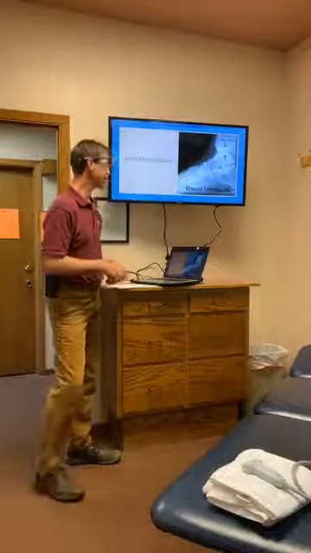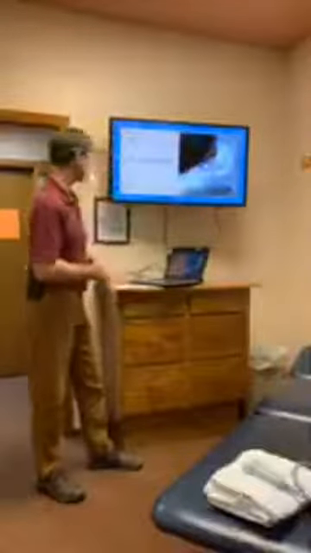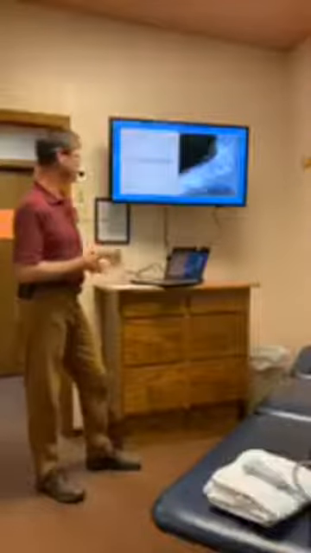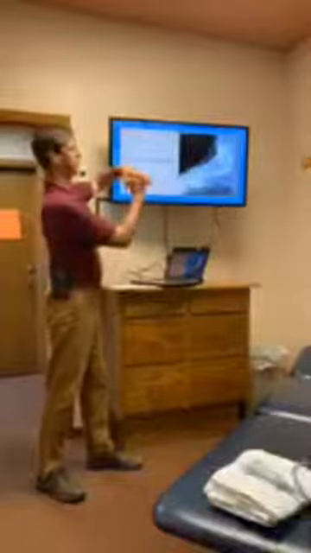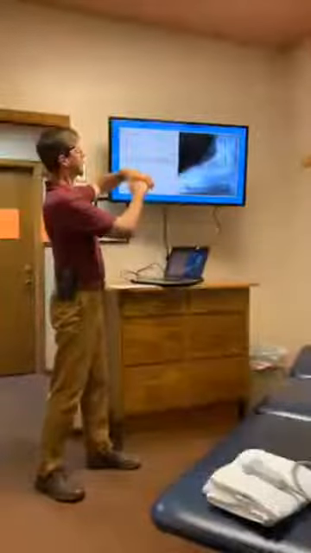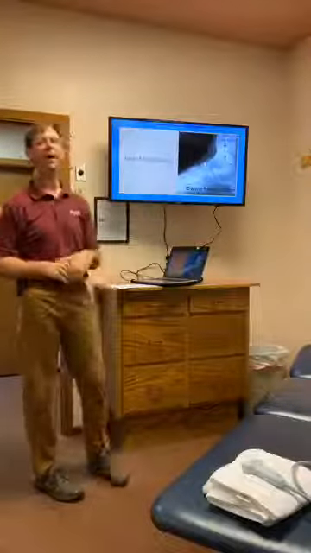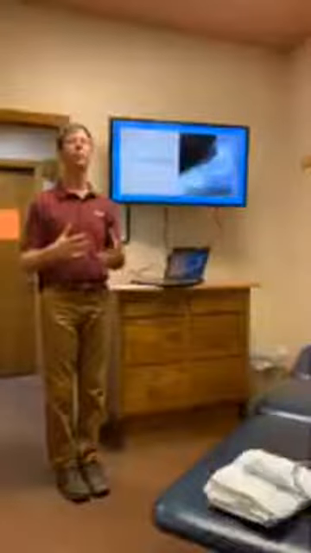Okay, joint mobilization. So you can see right here, ankle joint, that's our talocrural joint. Think of it as a mortise sitting like this, it moves like this. So joint mobilization, the purpose of that is to make that joint move the way it should.